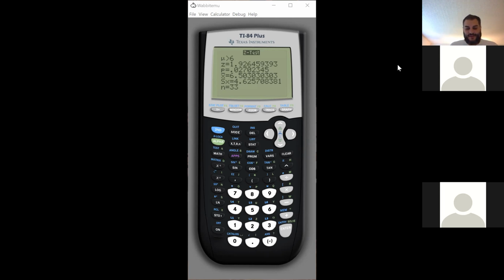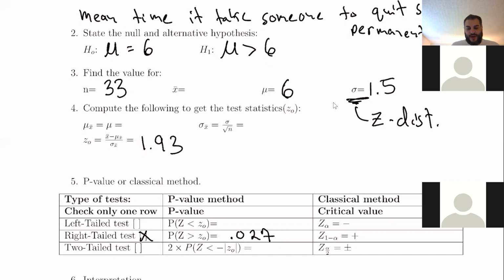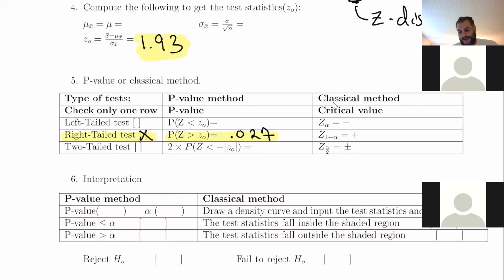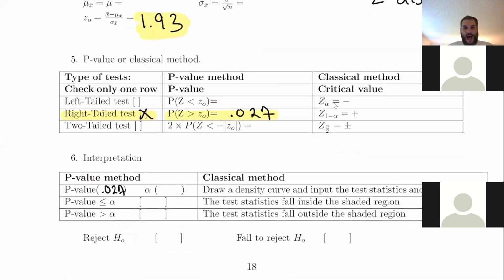All right. So if you see what I already wrote down, this is 1.93. I already wrote this as a right tail test. So I get a p-value of 0.027. So let's go ahead and make our interpretation. For interpretation, we have a p-value, which is 0.027. We have an alpha, and alpha is 0.05.